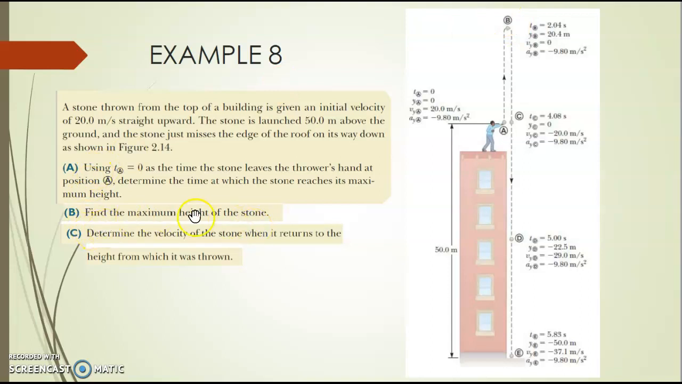Letter B, find the maximum height of the stone. What is the maximum height from here to next? Letter C, determine the velocity of the stone when it returns to the height from which it was thrown. So we're going to be having what is the velocity at point C.